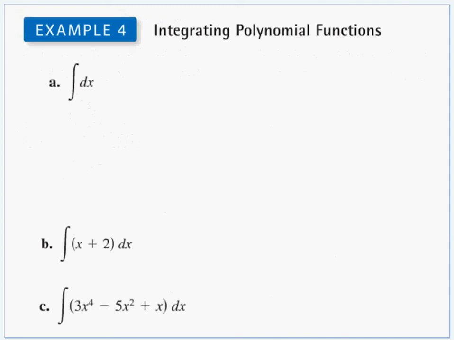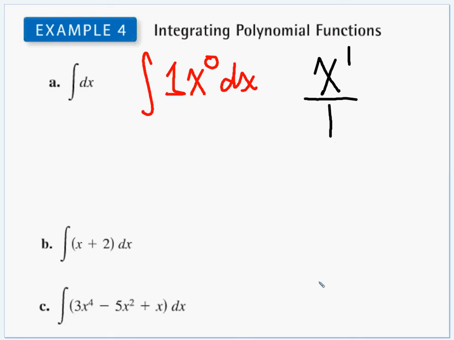Up next, example 4, integrating polynomial functions. All right, now the first one here is probably the most confusing. I don't see anything after the antiderivative sign and the dx, but you know there's an implied 1 in there. And how about an x to the 0 dx? Okay, now it looks a little different, but it's easier to apply our new anti-deriving rule. We're going to raise the power by 1, x to the first, divide by the new power 1, and add on our constant of integration. So that's just x plus c.